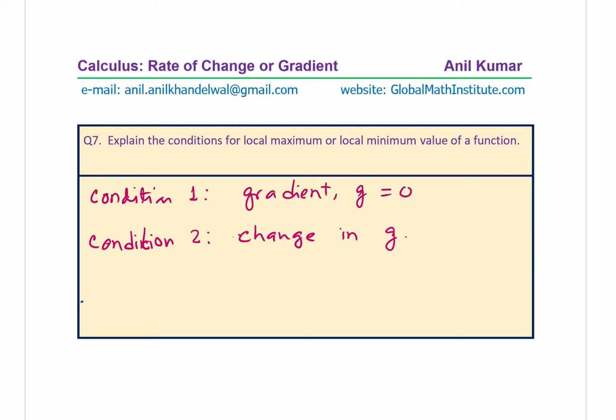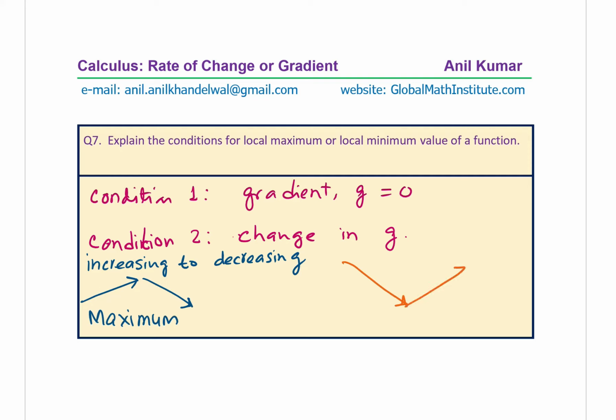So if it changes from increasing to decreasing, in that case, we have a maximum. Perfect. On the other hand, if the change is from decreasing to increasing, in that case we have a minimum. Else, neither. You get the idea, right?